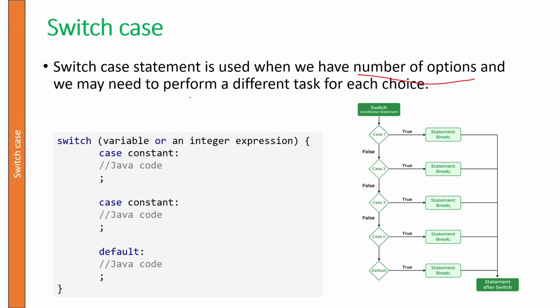and we may need to perform different tasks for each choice. Each choice will have different tasks. So the keyword is switch, then inside brackets we put the conditional variable. This is our variable to check. Then after this, case means condition, right? So we are going to check for each and every condition. Then if the condition is true, it will execute this code.